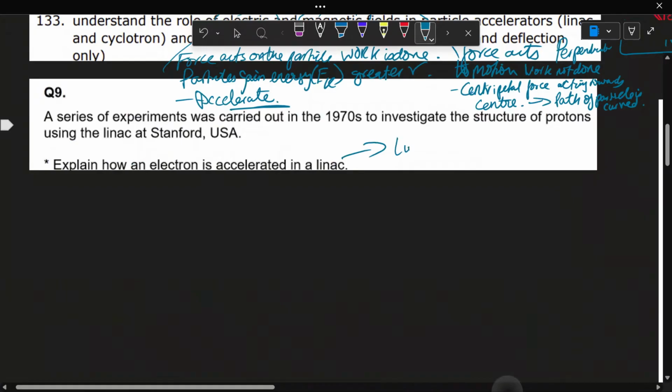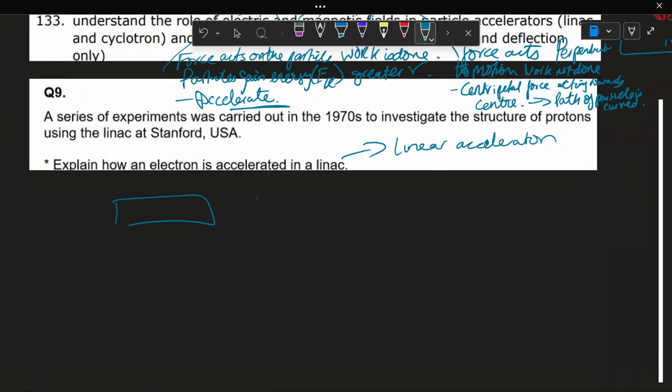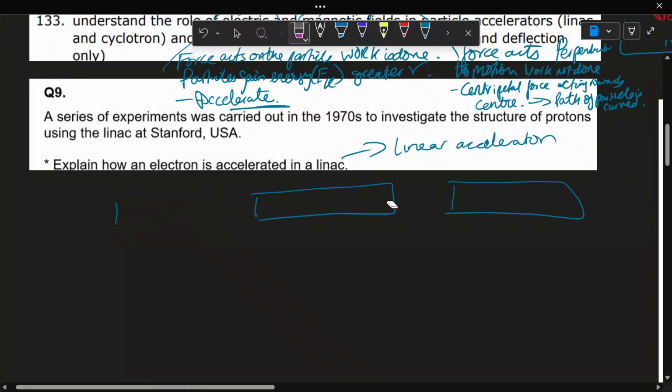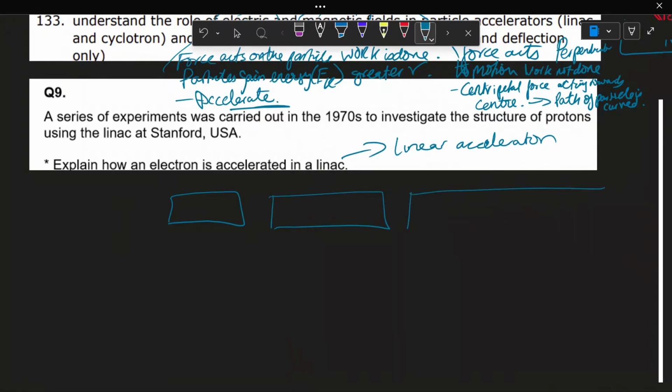Okay, so a LINAC is a type of particle accelerator. It literally just means linear accelerator. And exactly as you can assume, it's tubes in a line. Okay, let me just draw that bit. We'll see that the length of the tubes increases as we go along. We'll see why that happens.